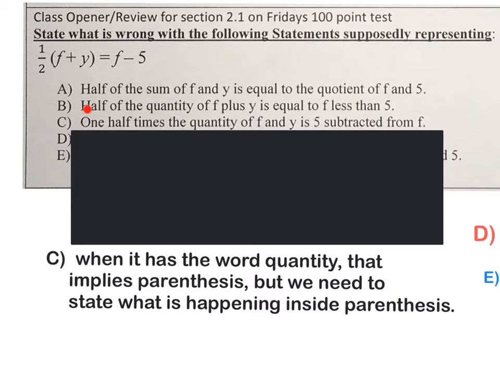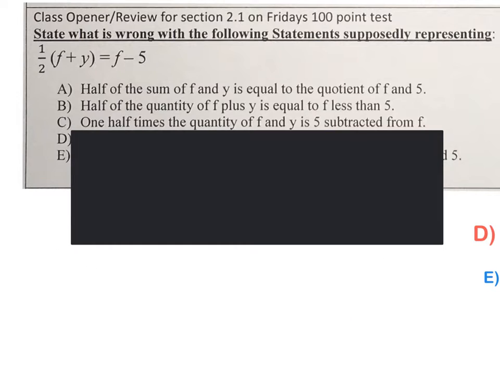Kind of like it says up here, half of the quantity of f plus y. That's perfect. Quantity is a parenthesis, plus f plus y is right there. But right here it just says 1/2 times the quantity of f and y. So it doesn't tell you that you're adding. That's what messes it up. So that's why C is incorrect. You need to state what's happening inside the quantity, what's happening inside the parentheses. Moving on to the next one, D.